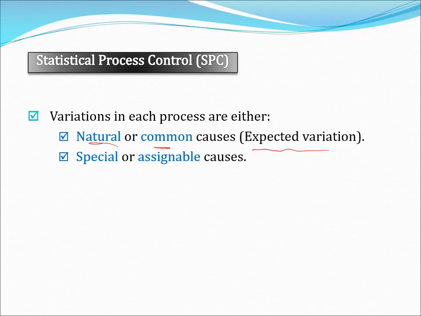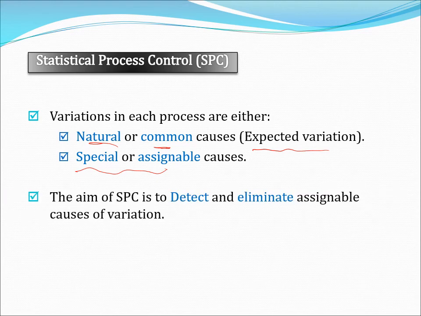But if you have your hardness for many batches between 4 and 4.5, and then you have one batch with hardness 8 or hardness 1.5, which is so far from 4, this could be a special or assignable cause of variation. So the job of statistical process control, abbreviated as SPC, is to detect and eliminate any assignable cause of variation. Natural or common variation is expected, but special or assignable causes of variation we need to detect and avoid or eliminate.